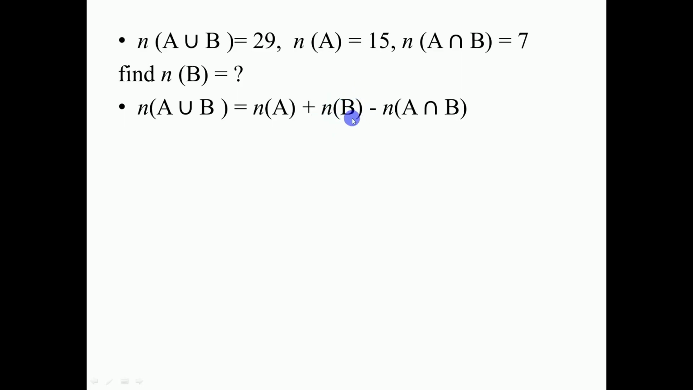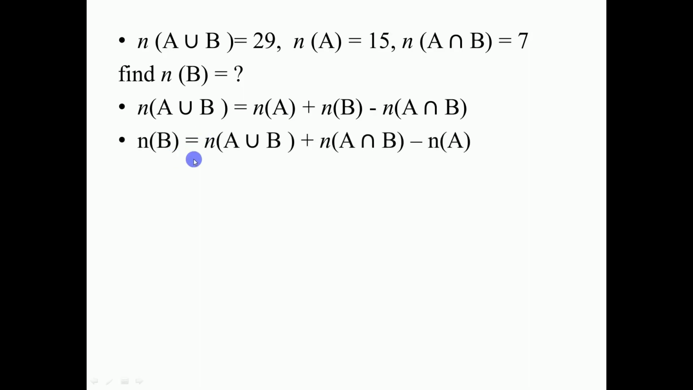n(B) can be found out as, you can take the minus here as plus, and you can take this n(A) on the left hand side. So n(B) will be equal to n(A union B) plus n(A intersection B) minus n(A). I have just moved some elements to the left side. Now when you substitute the values, you will get 29 plus 7 minus 15, that will give you 21. So n(B) here comes out to 21. So the number of elements present in the set B is equal to 21.